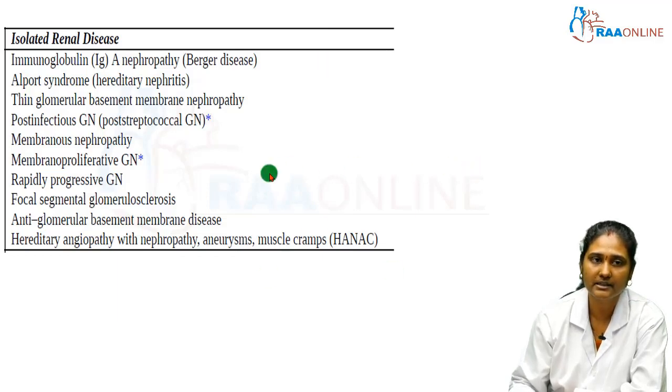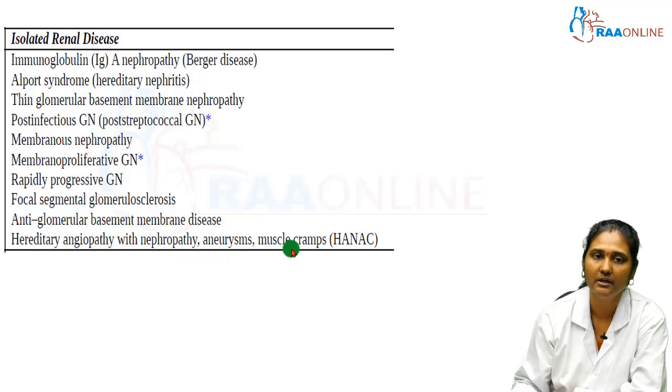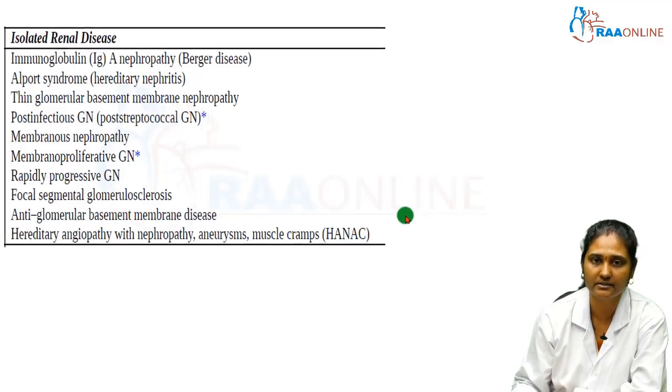Other conditions like membranous nephropathy or membranoproliferative glomerulonephritis are mostly seen in young children or the adolescent age group. When the condition worsens, it may lead to rapidly progressive glomerulonephritis or FSGS, that is focal segmental glomerular sclerosis. Anti-glomerular basement membrane disease is another entity. And there is another condition which mimics the glomerular cause of hematuria, hereditary angiopathy with nephropathy, aneurysm and muscle cramps, frequently called HANAC. These are all the conditions associated with isolated renal disease.